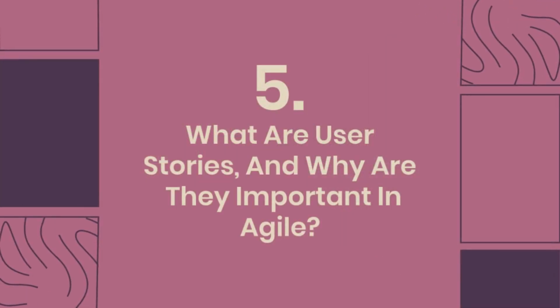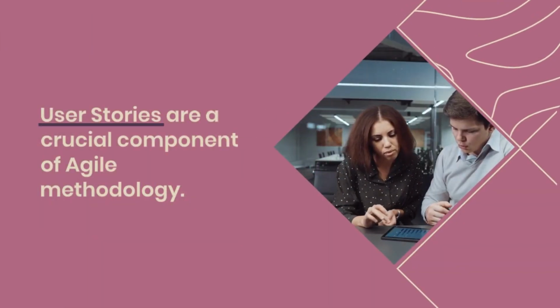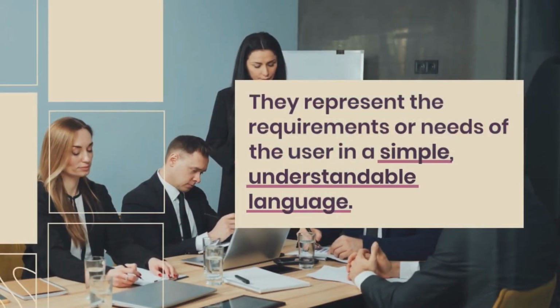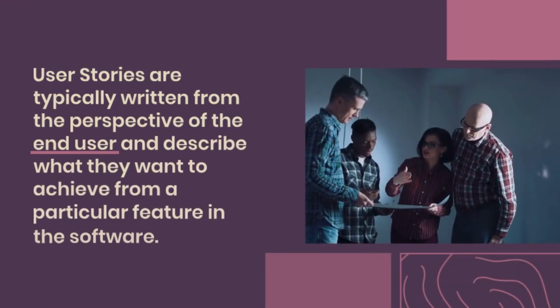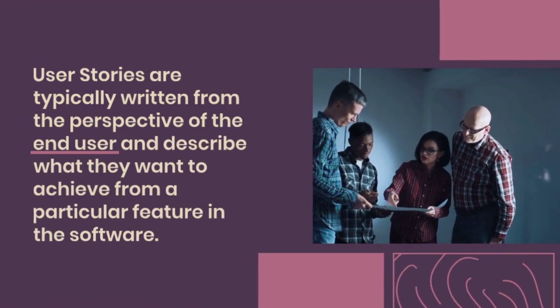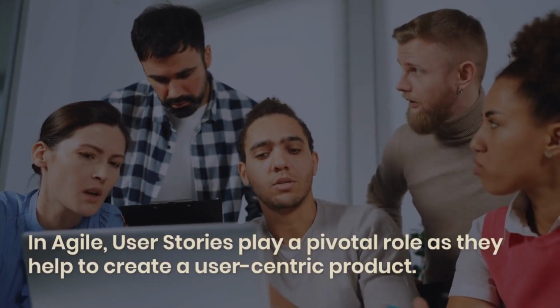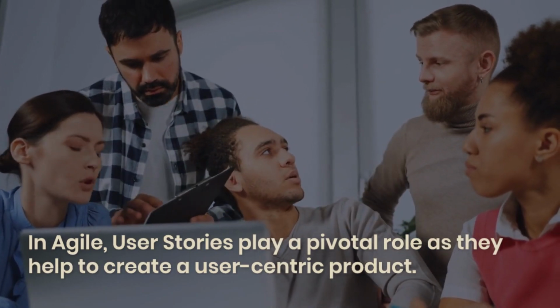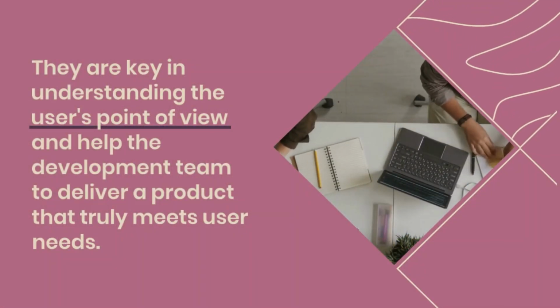5. What are user stories, and why are they important in Agile? User stories are a crucial component of Agile methodology. They represent the requirements or needs of the user in a simple, understandable language. User stories are typically written from the perspective of the end user and describe what they want to achieve from a particular feature in the software. In Agile, user stories play a pivotal role as they help to create a user-centric product. They are key in understanding the user's point of view and help the development team to deliver a product that truly meets user needs.